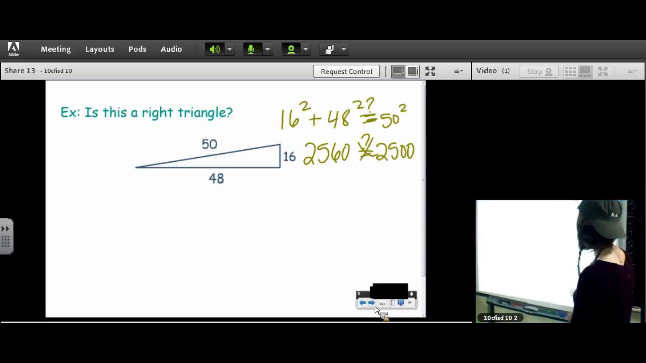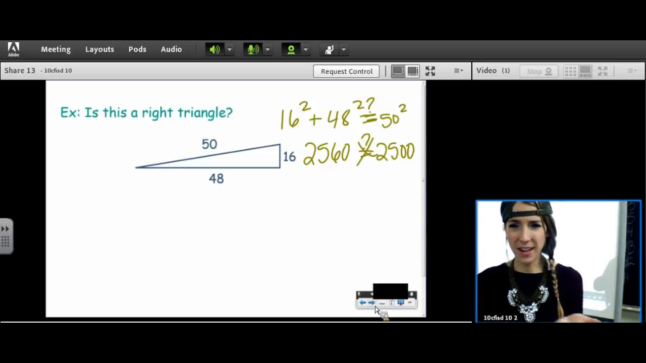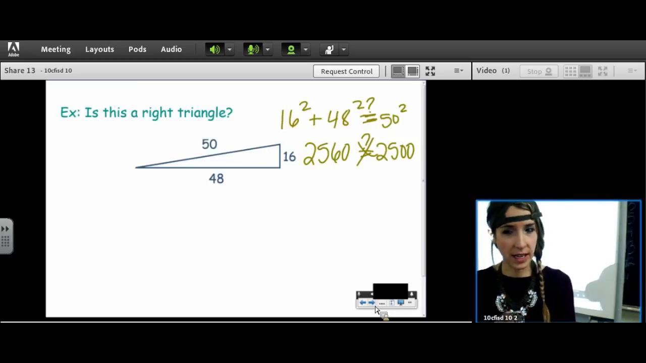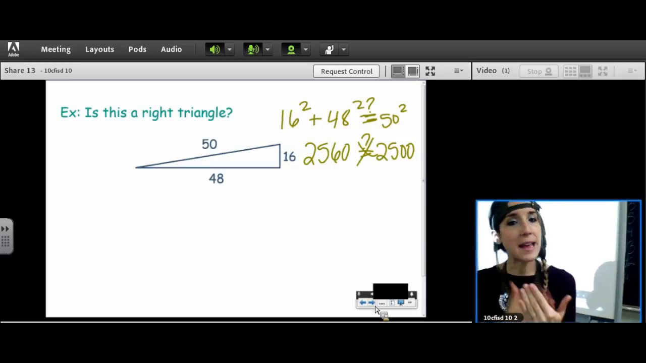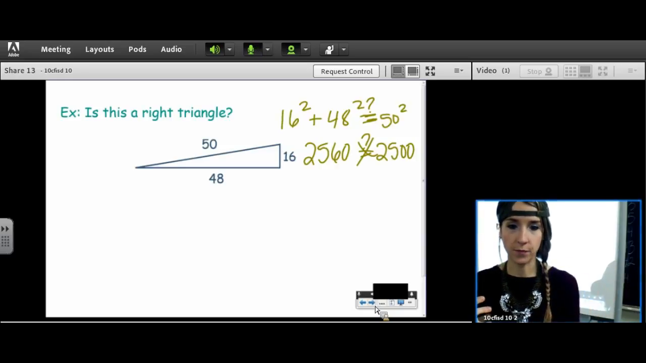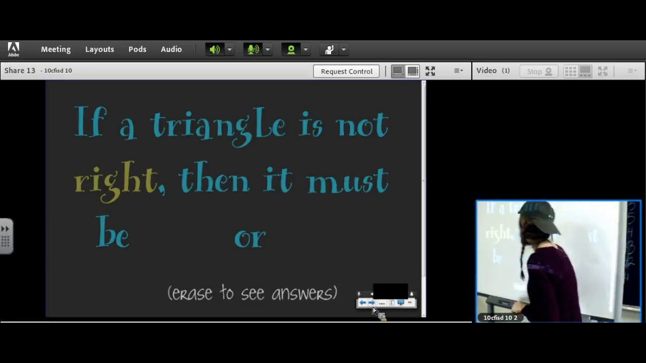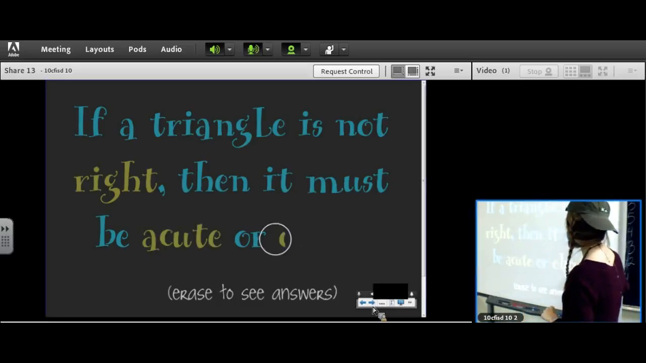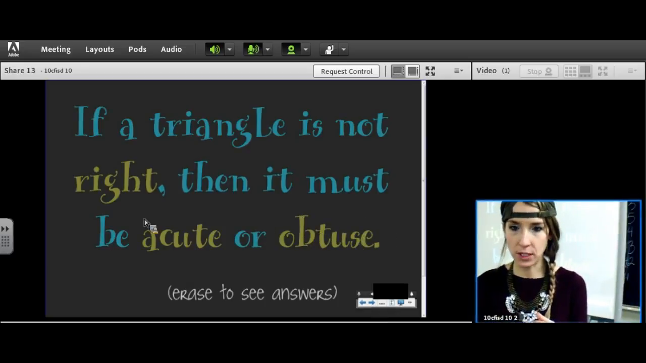These do not equal. Alright, so when they don't equal, well then what kind of triangle is it if it's not a right triangle? Actually, it is a triangle. It is. I'm not going to get into the triangle inequality theorem from last semester, but it is a triangle. If we're naming it based off of its angles, it is not right. What are our choices? Okay, so if a triangle is not right, then it must be, of course, acute or obtuse. So how are we going to decide which is which?